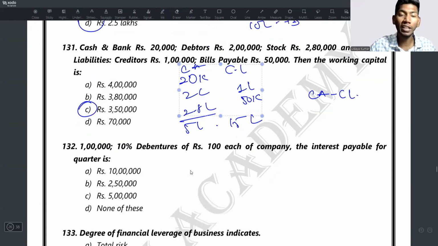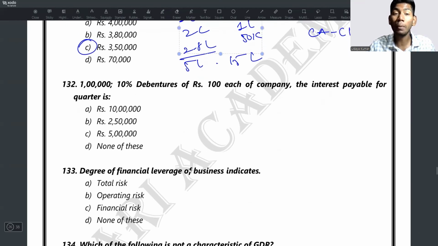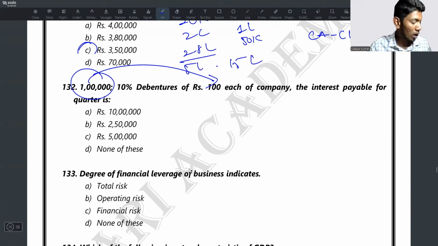Okay, moving to question number 132. 1 lakh 10% debentures of rupees 100 each of a company. The interest payable for a quarter is. So there are 1 lakh debentures of rupees 100 each, that is 1 lakh into 100, which is equal to 1 crore. Among this 1 crore, you are paying 10% as debenture interest, so it is equal to 10 lakh.